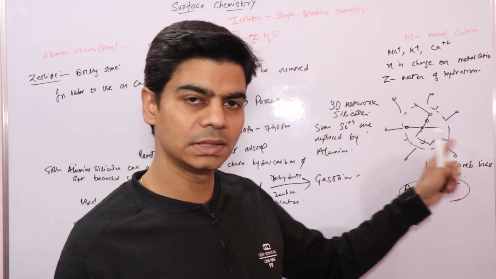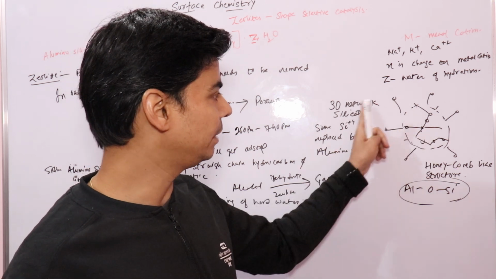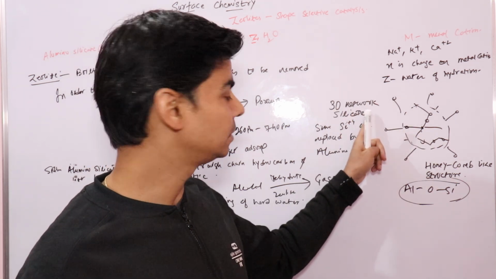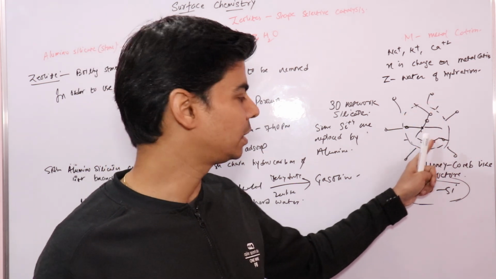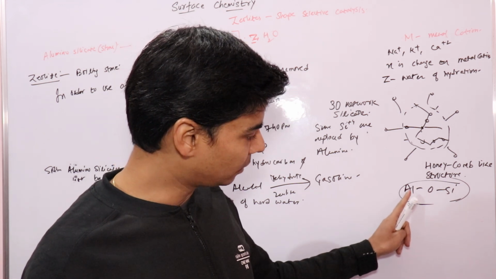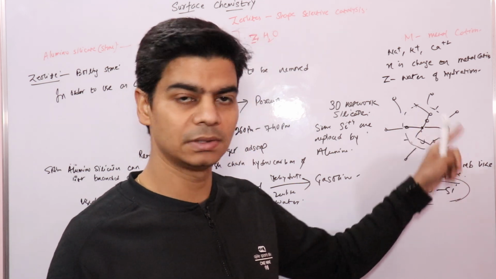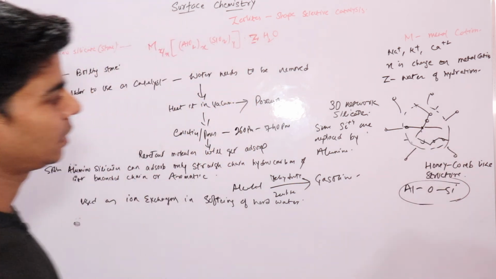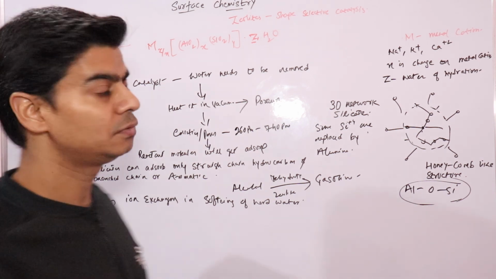And important is its structure. It's a honeycomb-like structure, a three-dimensional network silicate, in which some of the silicon atoms are replaced by aluminium atoms to form this framework of aluminium, oxygen, and silicon. This kind of framework is present in this structure. So I hope all this is clear to you. Thanks.